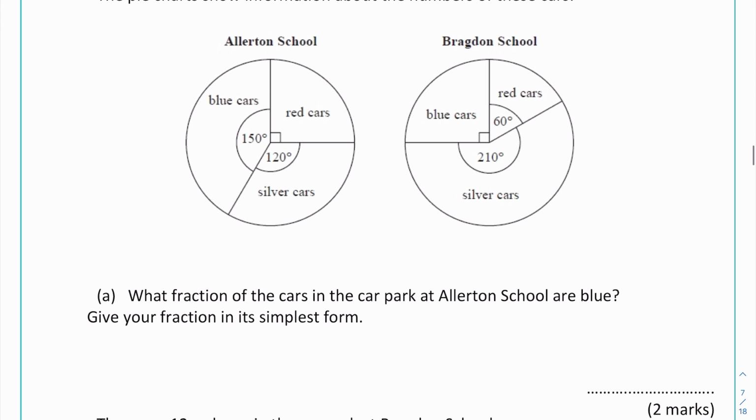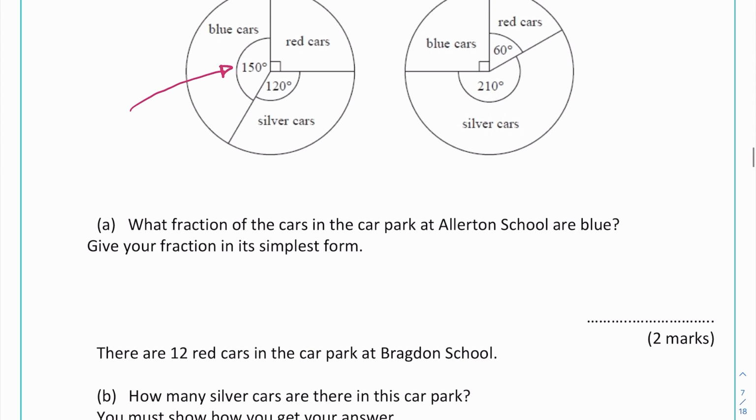So if we look at Allerton School, which is the pie chart on the left, and we're looking at the blue cars. Now you can see this is the portion that's blue in the pie chart, and that's 150 degrees. We know the total in a pie chart adds up to 360. So any part of the pie chart is going to be out of 360. So this one here is going to be 150 out of 360.